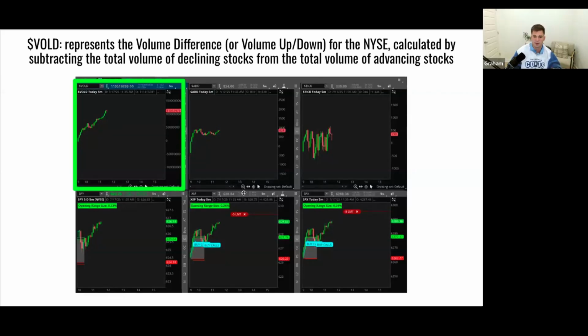Those are our main tickers, right? We're all on the same page there. Up top, we have the VOLD, the ADD, and the tick.